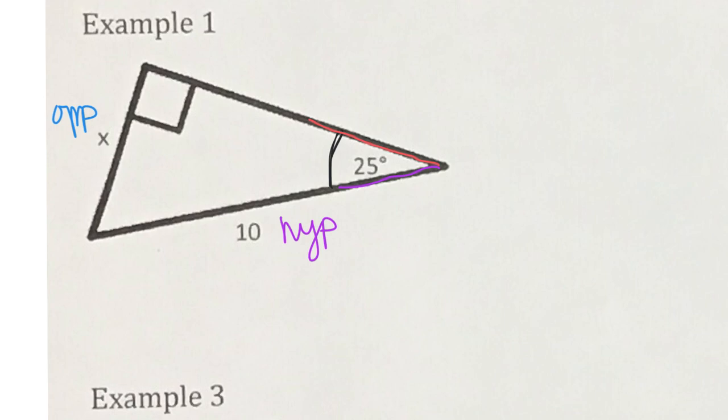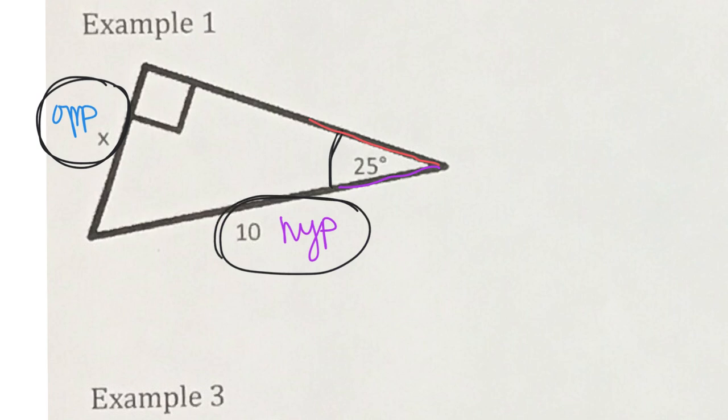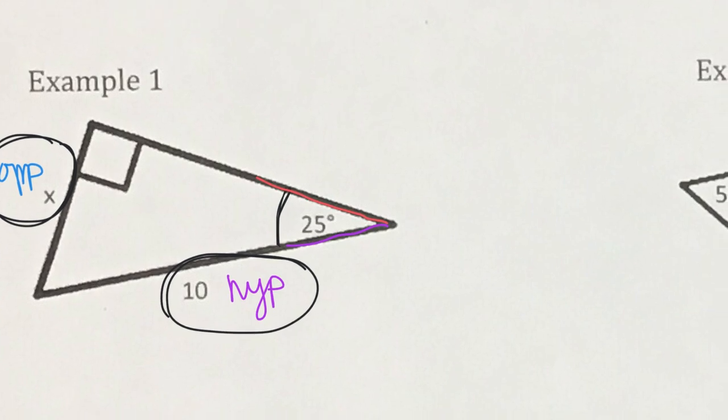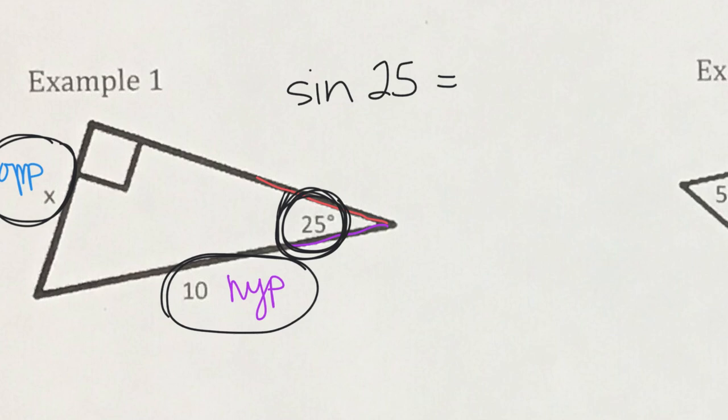So the first question is, which trig ratio relates the opposite side and the hypotenuse? The sine does. So the first thing we do is identify which trig ratio relates these two things, and we write that down. Sine. Sine of what? Sine of the angle. So sine of 25 equals. And then we make a fraction.